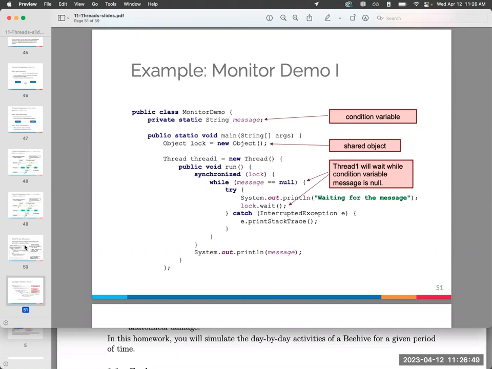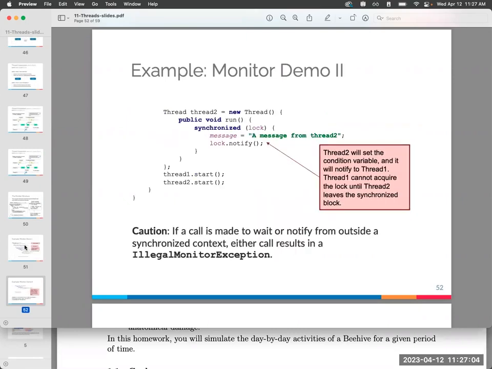And then I would need to have another thread calling notify on the same object for this thread to continue. In this code here, until here, you don't see that. So there's no notify yet, right? But there's more to that code.